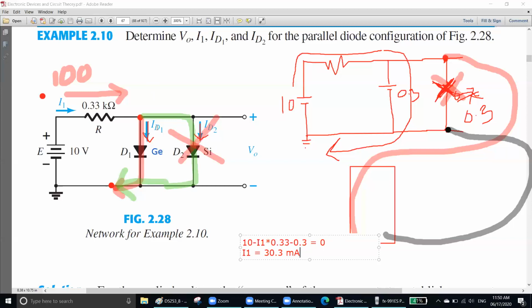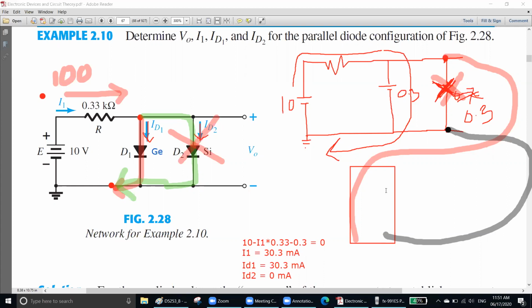Now what about the ID1? What about the ID2? Remember, your ID1 equals the whole 30.3 milliampere. What about the ID2? It will be 0 milliampere. Do you know why? Because your whole current, the 30.3 milliampere, will go through the germanium diode. The silicon will not have any current. That's why the silicon current will be 0. If you measure the voltage, you will only get the voltage of the germanium.